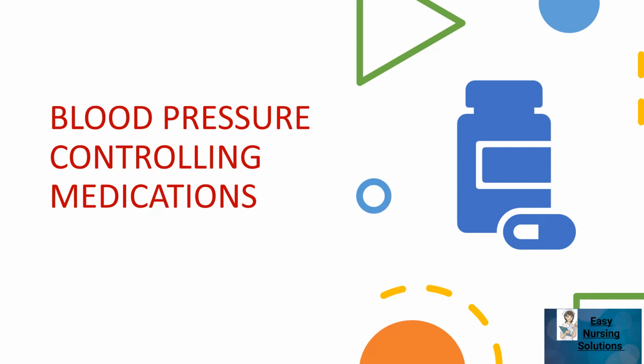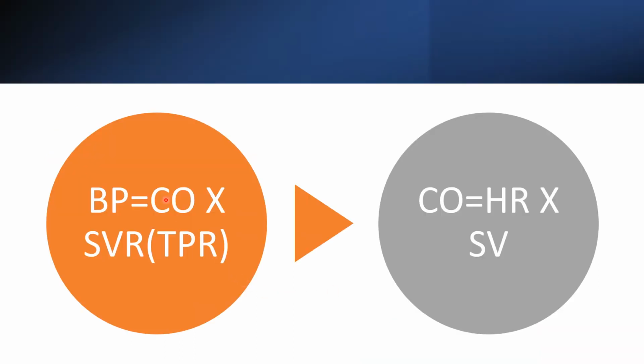Before going into the detail regarding the antihypertensives, let's see what we mean by blood pressure. Blood pressure is equal to cardiac output times SVR, that is systemic vascular resistance. Means blood pressure is the product of cardiac output and systemic vascular resistance. We'll come back to the systemic vascular resistance. And what is cardiac output?